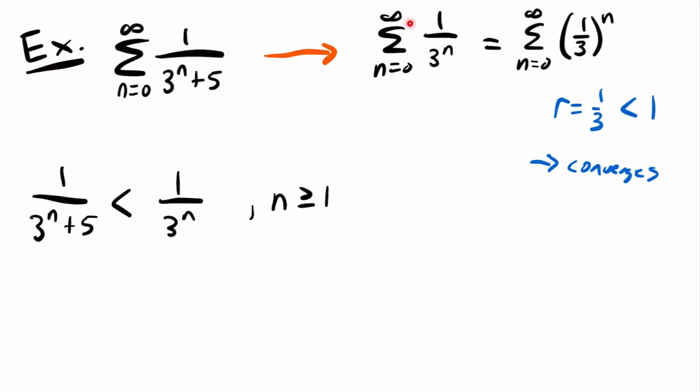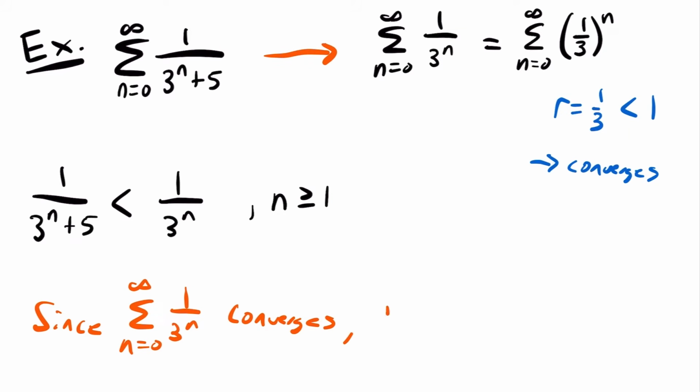We know that this series converges, and so we have a larger series that is convergent that we are comparing to a smaller series. And so what we can say is that since the larger series, the sum from n equals 0 to infinity of 1 divided by 3 to the power of n converges, then the smaller series, the sum from n equals 0 to infinity of 1 divided by 3 to the power of n plus 5, must converge as well.